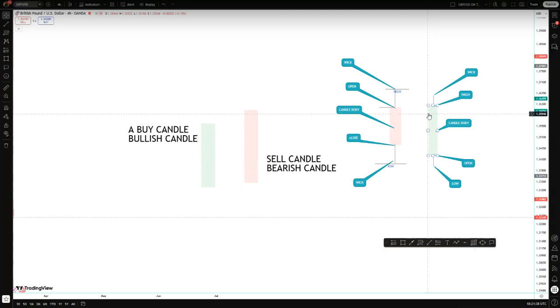Now over to the bullish candle. This opened from the low and then boom, went up to the high. And what does it tell you? A bullish candle. That is a bullish candle. So I hope you guys are getting what I'm saying from here.